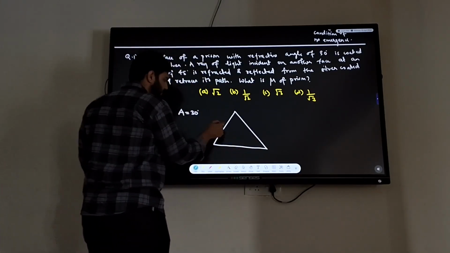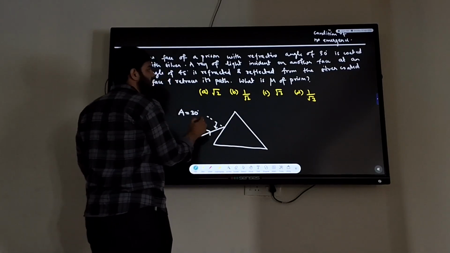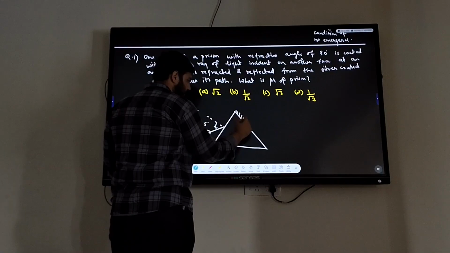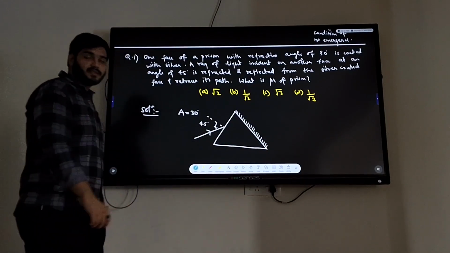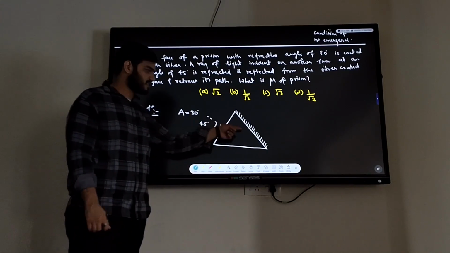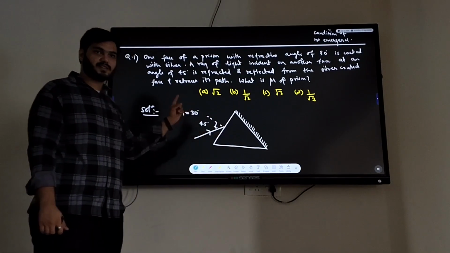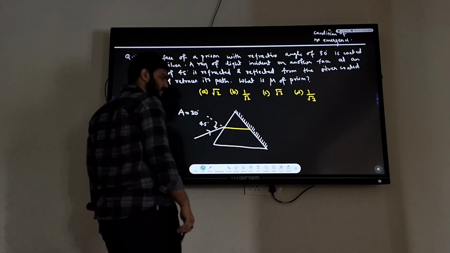You have a prism. Your angle of incidence is given to be 45 degrees. And now one of the surfaces is coated. Let's say this is a coated surface. Then your ray is made incident, it hits the surface in such a way that it retraces its path. That is given in the question. So it goes and hits here.